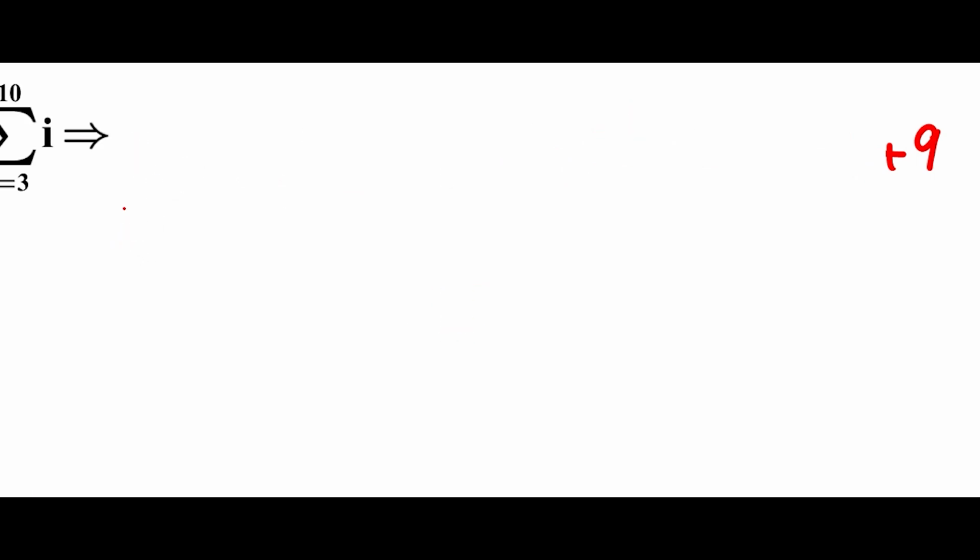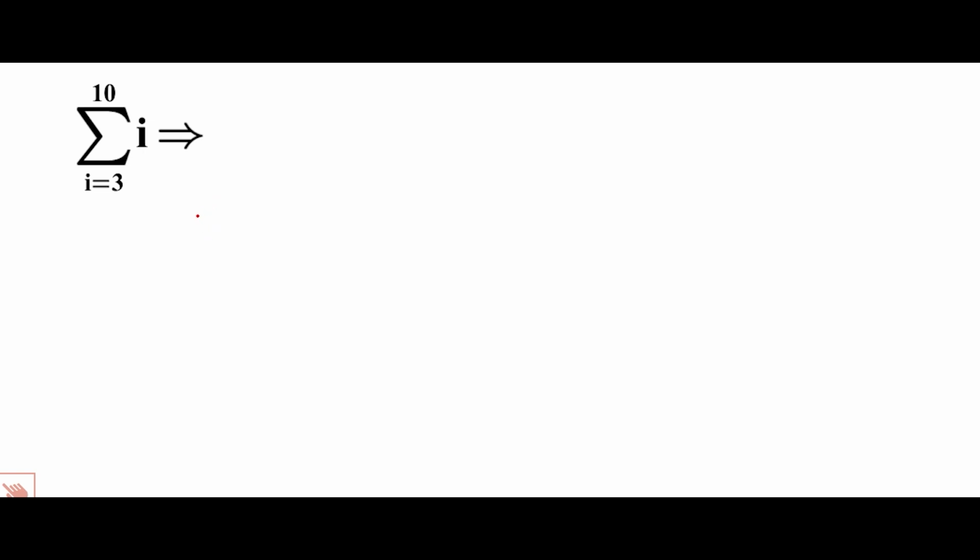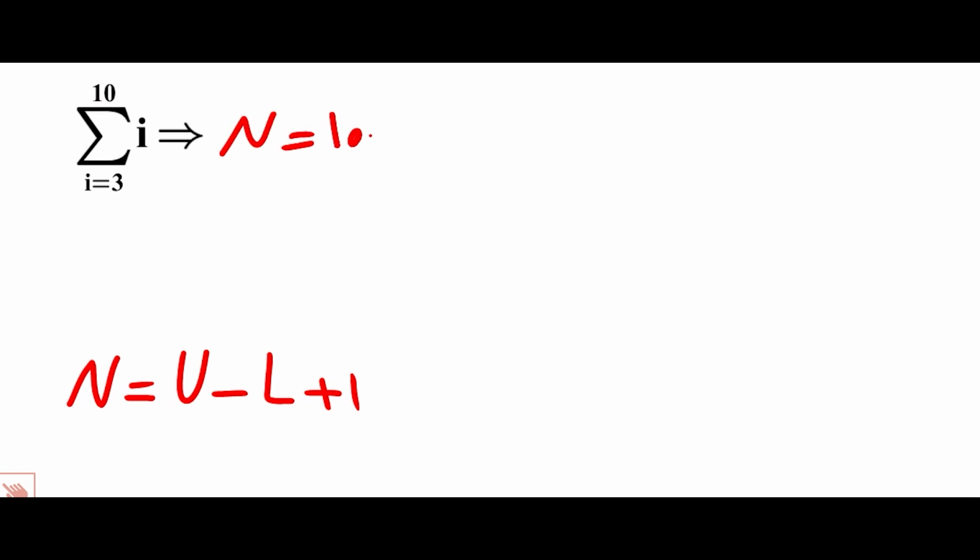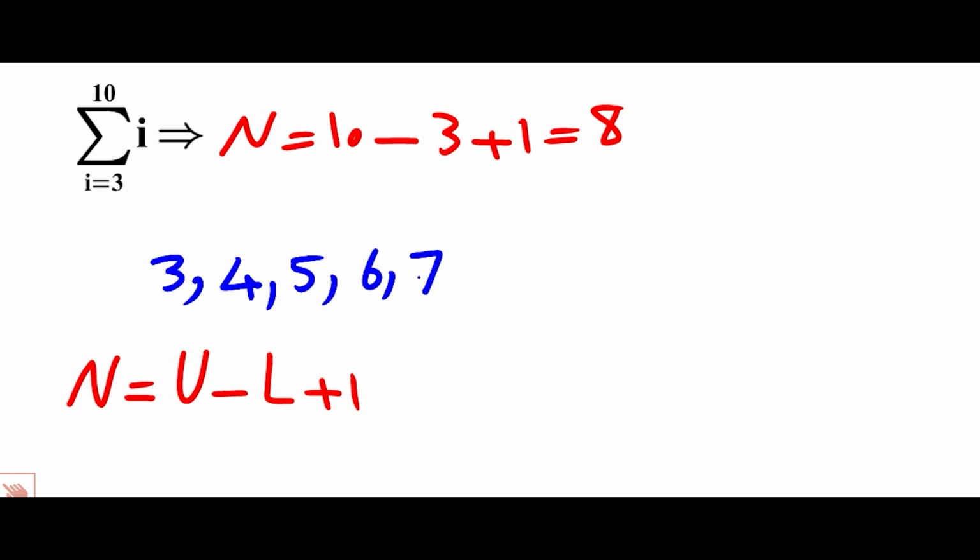Now we're going to find the number of terms. To find the number of terms in a summation, we use: n, the number of terms, equals upper limit minus lower limit plus 1. So in this problem, the number of terms equals upper limit, which is 10, minus lower limit, which is 3, plus 1, equals 8. So the terms are 3, 4, 5, 6, 7, 8, 9, and 10.